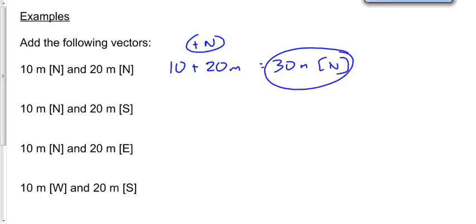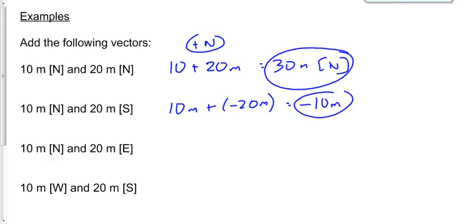Okay, let's take a look at the second one here. 10 meters north, 20 meters south. A little bit harder, but because it's one dimension again, 10 meters plus negative 20 meters gives me negative 10 meters. Or we could say 10 meters to the south. Right? This is nothing new. First 2 questions, nothing new.